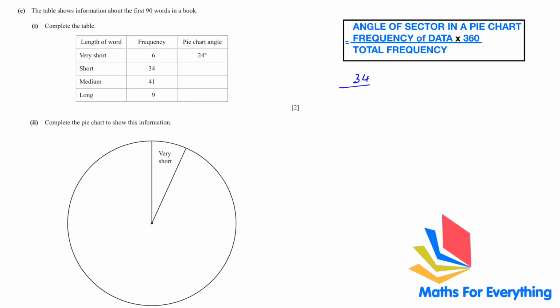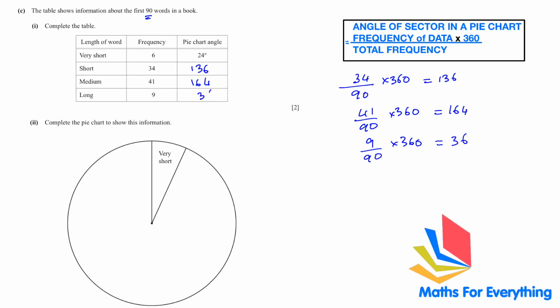34 over the total frequency, which is 90. They already informed us here, multiplied by 360. That will give us 136. For medium, 41 over 90 multiplied by 360 and we will get 164. And for long, 9 over 90 multiplied by 360, giving us 36. So we found all the angles in the pie chart.